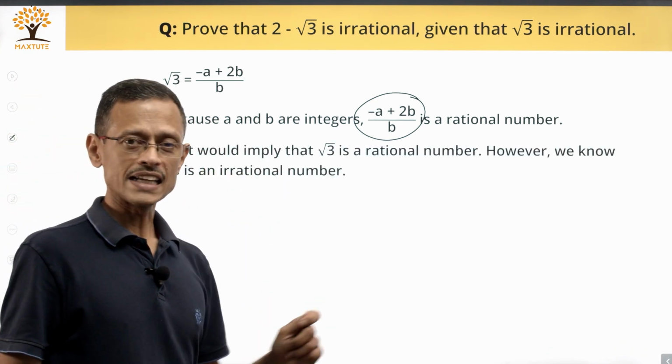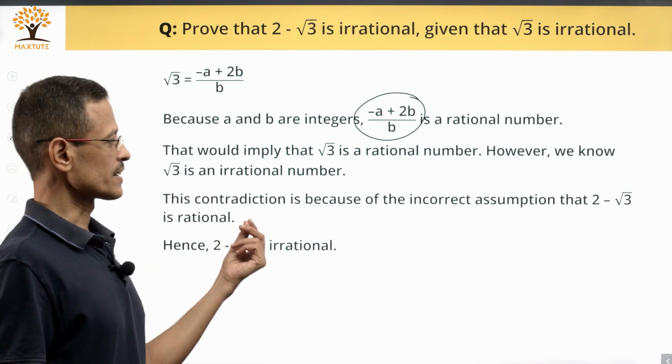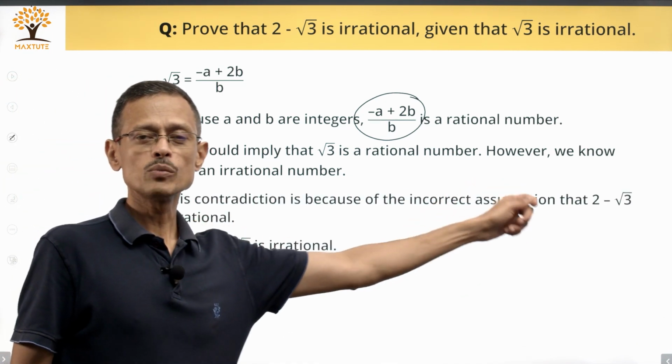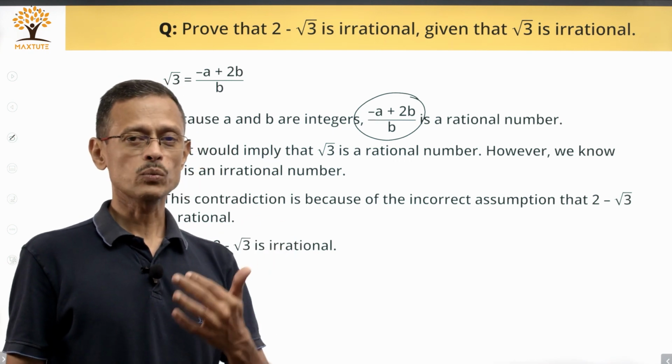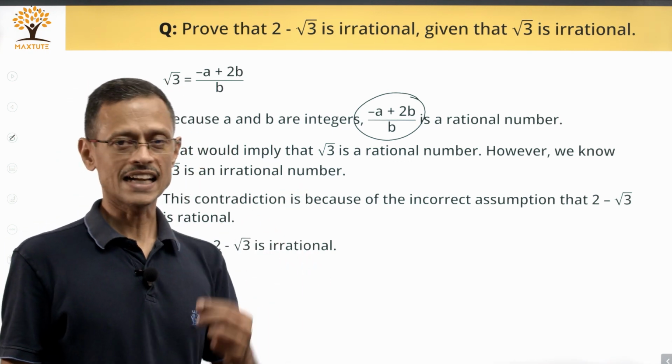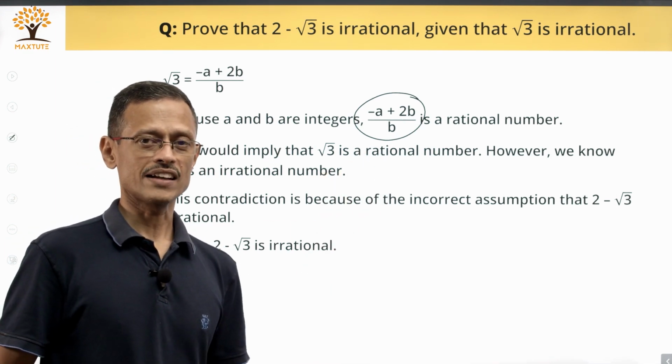But we know root 3 is irrational. There is a contradiction that's happening. The contradiction is because of the fact that we made an incorrect assumption that 2 minus root 3 is rational. If the assumption is incorrect, the correct one is that 2 minus root 3 is irrational. So we have proved that 2 minus root 3 is irrational, given that root 3 is irrational.